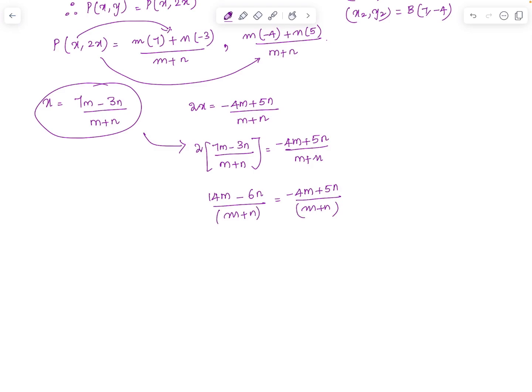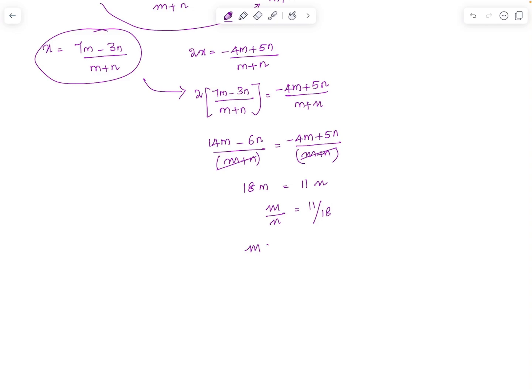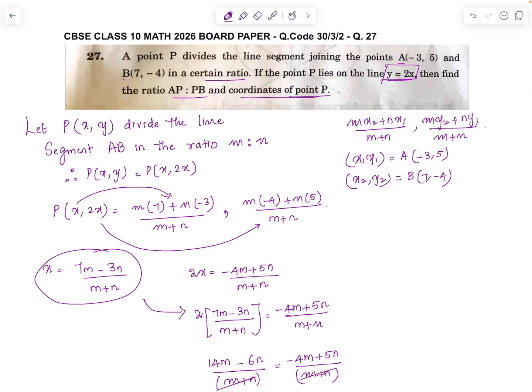The m plus n can be cancelled on either side, leaving behind 18m equal to 11n. So m upon n is 11 upon 18, or we can say m is to n is 11 is to 18. That is, P divides AB in the ratio 11 is to 18. Next, we have to get the coordinates of the point P.